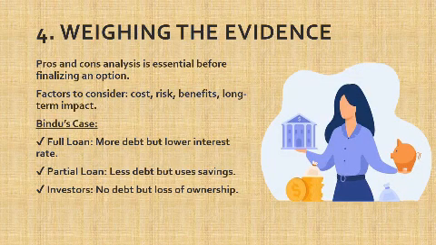The fourth step of the decision making process is weighing the evidence. Pros and cons analysis is essential before finalizing an option. Factors to consider are cost, risk, benefits, and long-term impact. In Bindu's case, a full loan means more debt but a lower interest rate. If she opts for a partial loan, she has to pay less debt but uses her savings. If she takes funds from investors, there is no debt but a loss of ownership.